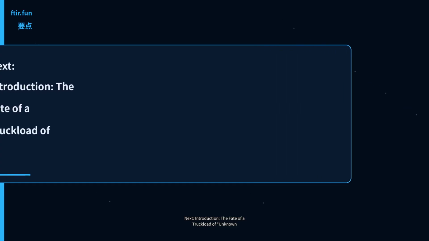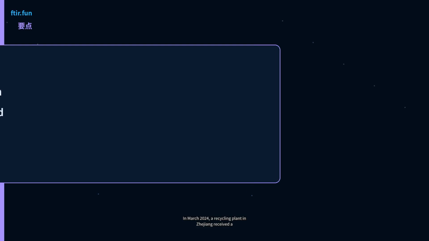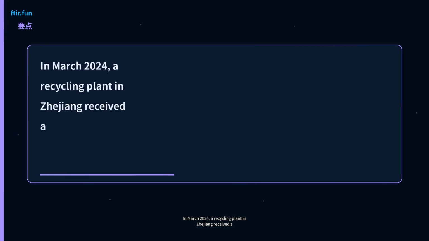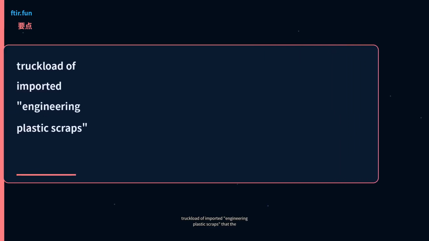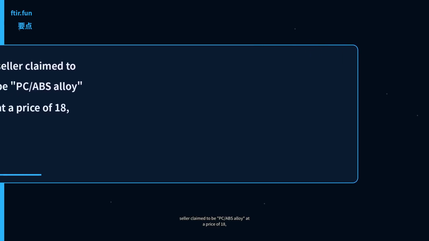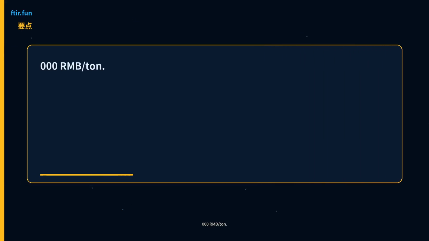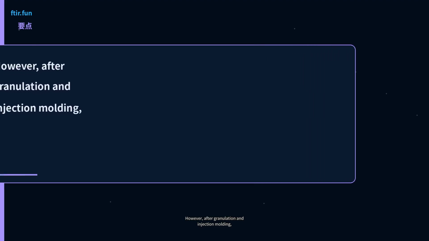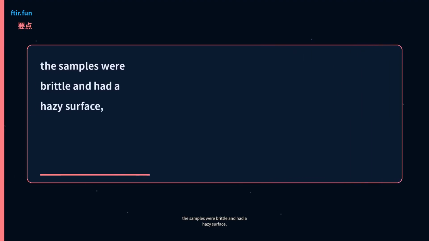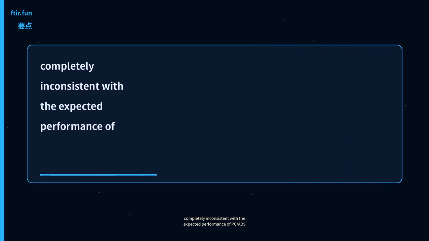Next, the fate of a truckload of unknown plastics. In March 2024, a recycling plant in Zhejiang received a truckload of imported engineering plastic scraps that the seller claimed to be PC/ABS alloy, at a price of 18 Chinese yuan per ton. However, after granulation and injection molding, the samples were brittle and had a hazy surface, completely inconsistent with the expected performance of PC/ABS.